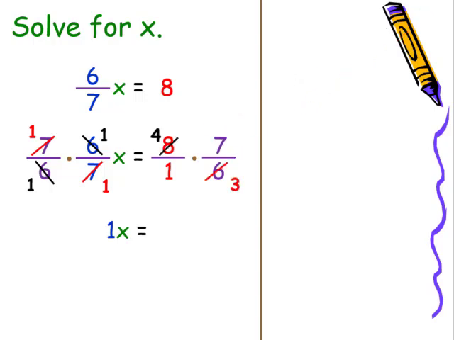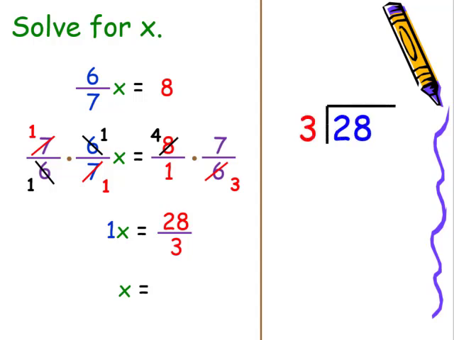We will multiply across. 4 times 7 is 28. 1 times 3 is 3. On the left-hand side, 1x is equal to x, and on the right-hand side, we will divide. 3 goes into 28 a total of 9 times. 9 times 3 is 27. 28 minus 27 is 1. Our remainder becomes the numerator of our fraction. Our final answer is x is equal to 9 1/3.